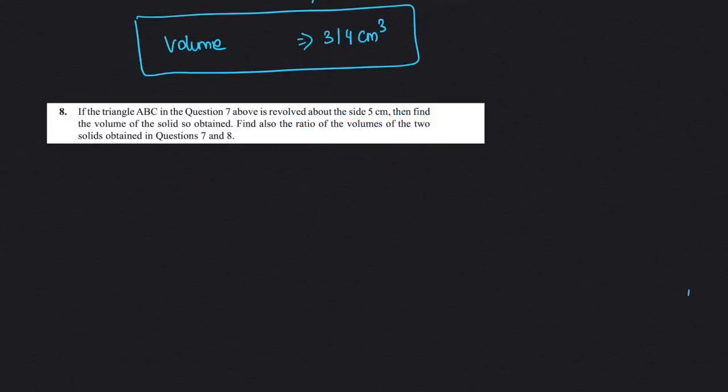Question 8. The triangle ABC in the question 7 above is revolved about the side 5 centimeter. Then find the volume of the solid so obtained. Find also the ratio of volumes of the two solids obtained in question 7 and this question 8. Very simple. So the previous diagram is this one, A, B, C. This one is 5 centimeter and 12, then 13 centimeter.